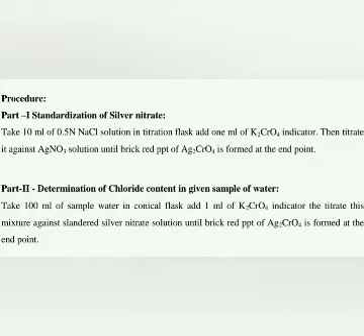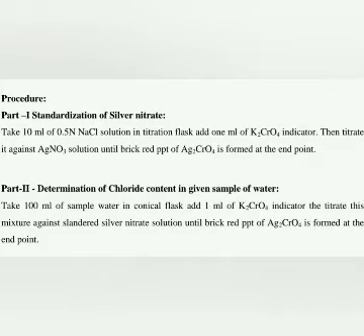Part 2, determination of chloride content in the given sample. We will take 100 ml of water sample in a conical flask and add 1 ml of potassium chromate indicator in the conical flask. We will have a yellow color solution. This yellow color solution obtained in the conical flask is titrated with the burette solution, that is silver nitrate solution.